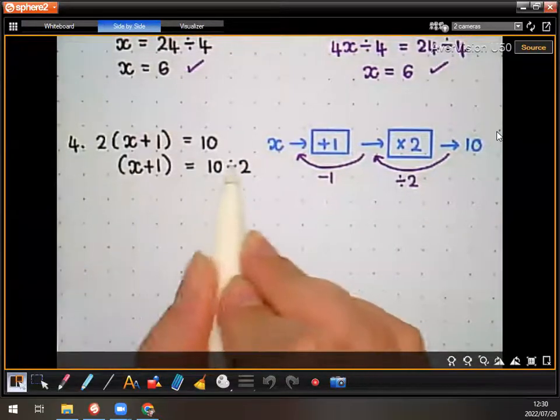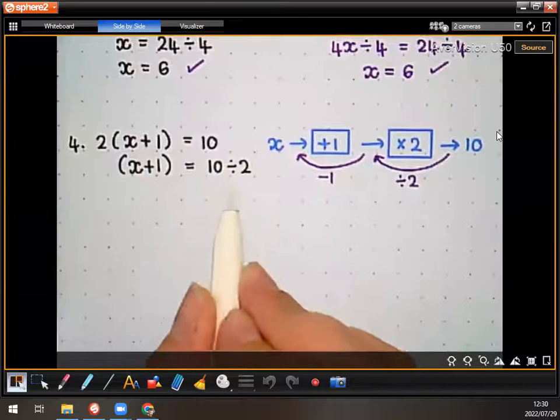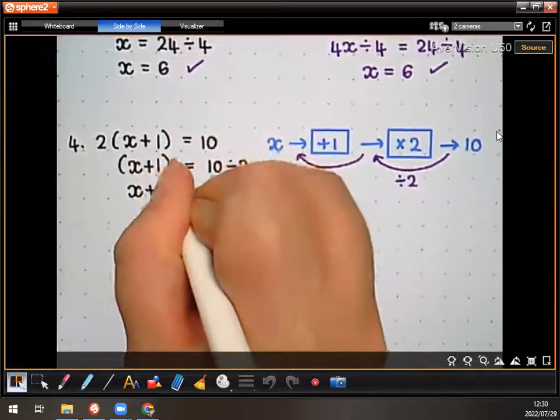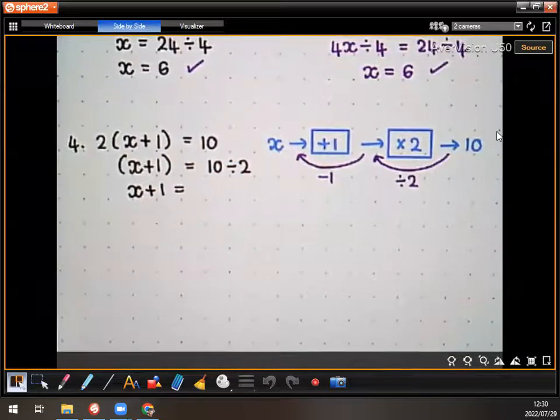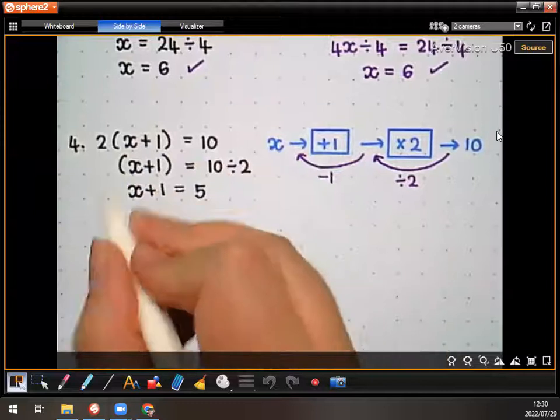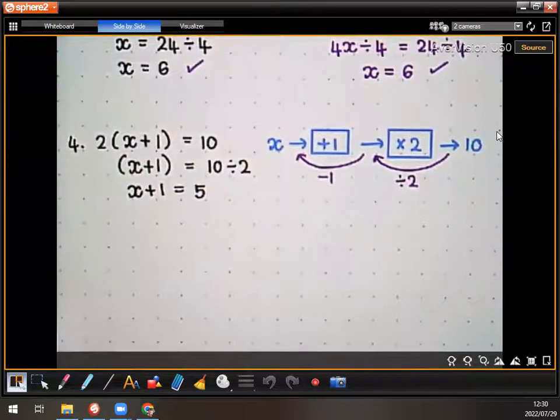Again, this step you don't have to show. You don't have to write out 10 divided by 2. You can do that in your head. So here we have x plus 1 equal to what is 10 divided by 2? 5. Again, if you wanted to leave your brackets in there, that's perfectly fine.